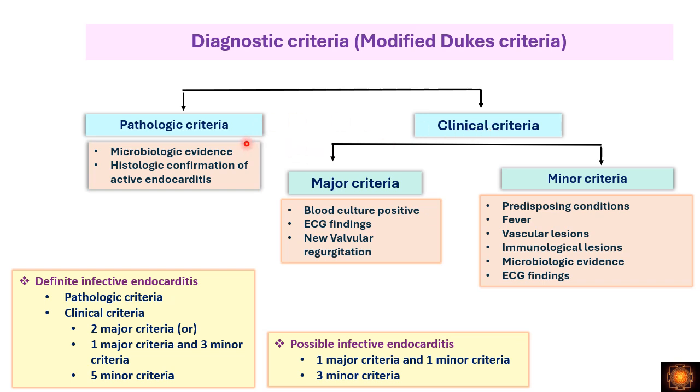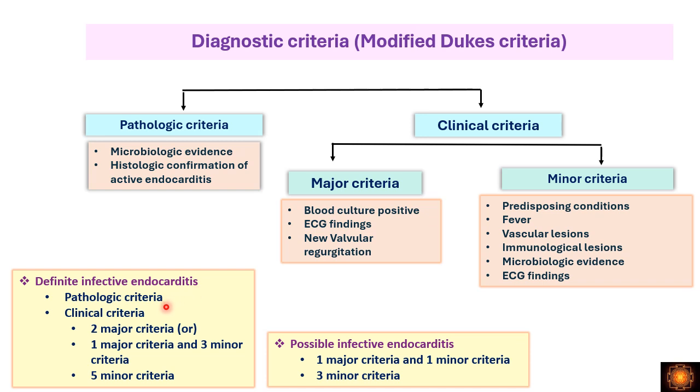In the pathological criteria, we have microbiologic evidence and histological confirmation, whereas in the clinical criteria, we have major and minor criteria. The major criteria we have seen: blood culture positive, ECG findings, new valvular regurgitation. Minor: predisposing conditions, fever, vascular lesions, immunological lesions, microbiologic evidence, and ECG findings. So the definite diagnosis of infective endocarditis can be given when the patient has pathologic criteria and clinical criteria.